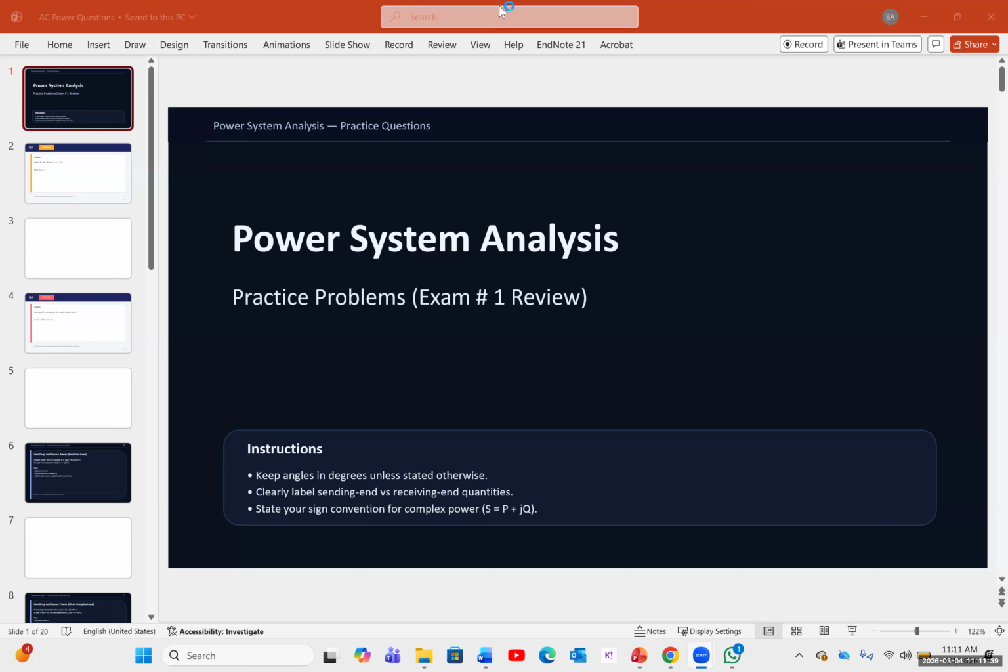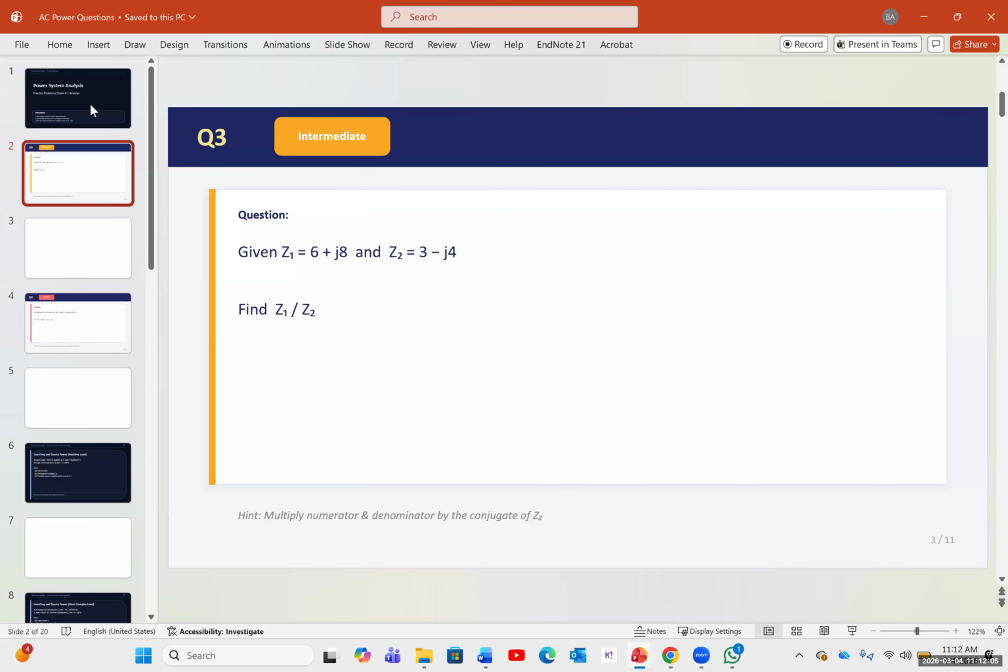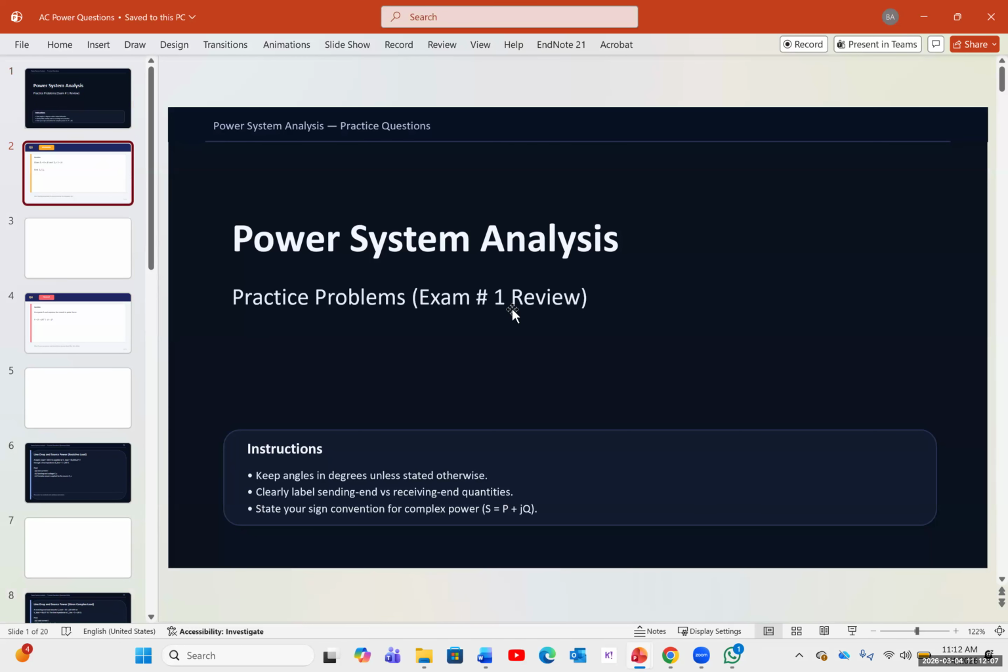So we're going to have phasor and complex numbers, conversion, a little bit of how to calculate complex numbers, and power factor also is a part of it, and eventually per unit and analysis of line transmission systems. So without further ado, let's start with the first question.